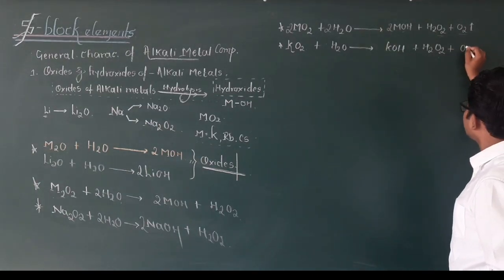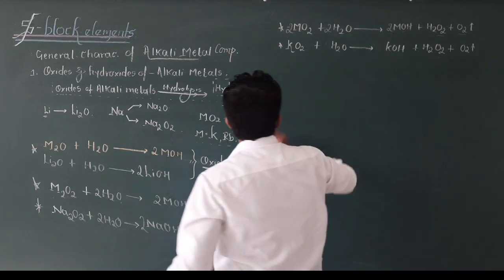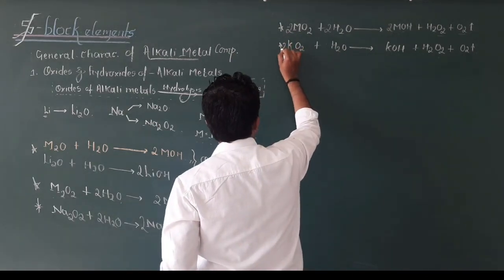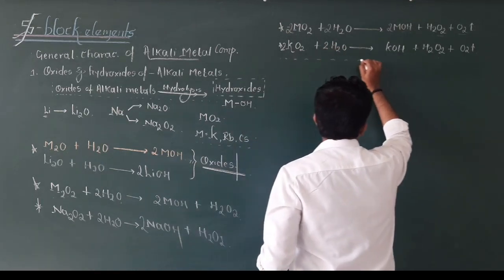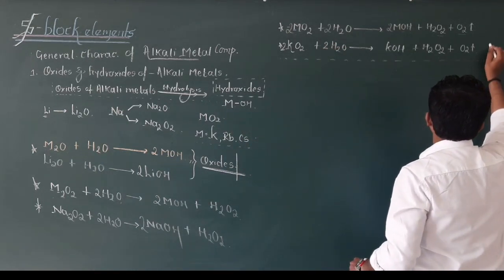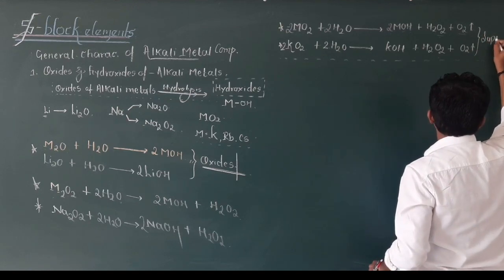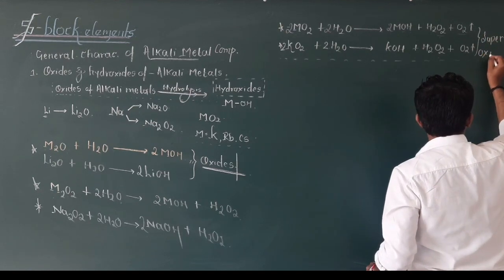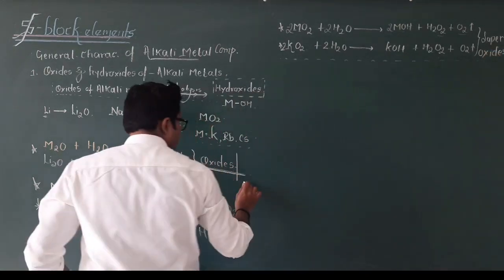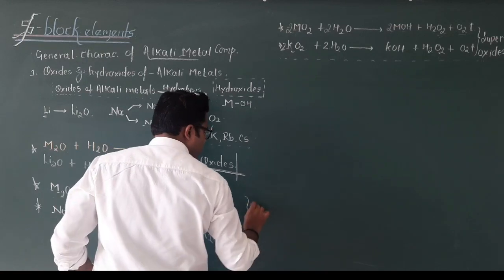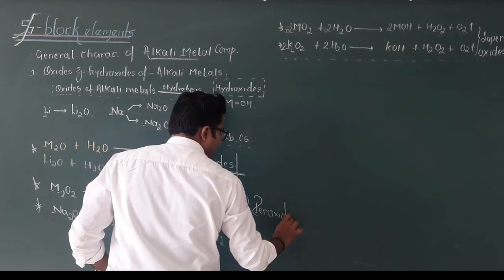Along with the hydrogen peroxide, we are going to get oxygen being liberated. Now, in order to balance it, let's take 2 here and 2 here. So this was the section for the superoxides. Well, this was with respect to the peroxides.